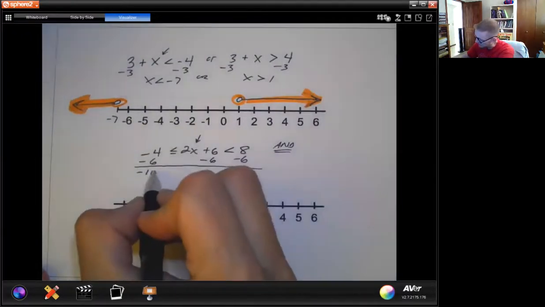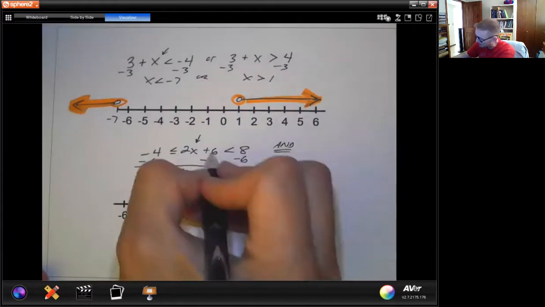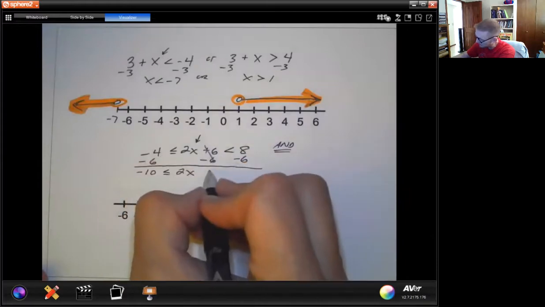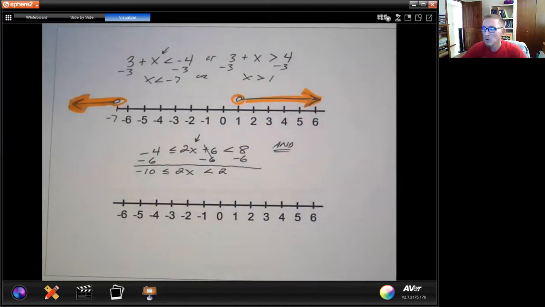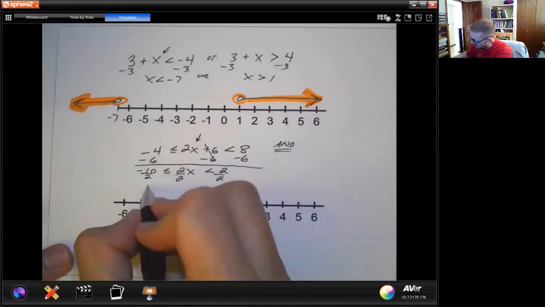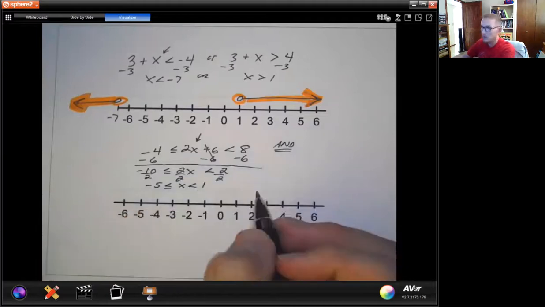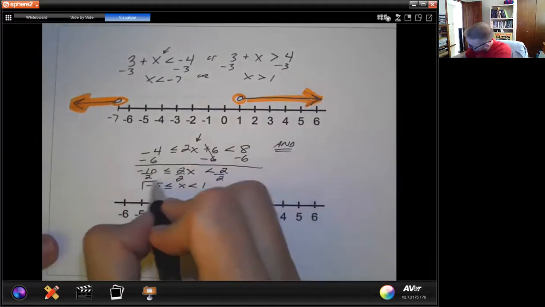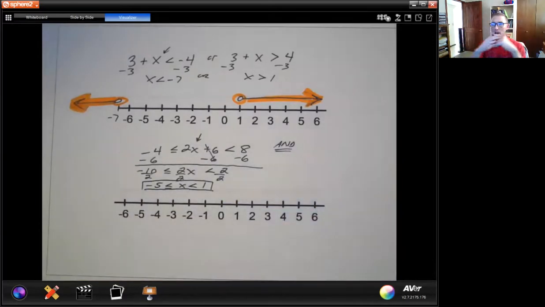So now I have -10, bring down the inequality, bring down the 2x, the 6's cancel out, bring down the inequality, and 2. I am now going to divide by 2, and I have -5 less than or equal to x, which is less than 1. So here is your inequality all mashed together, solved for the letter x.